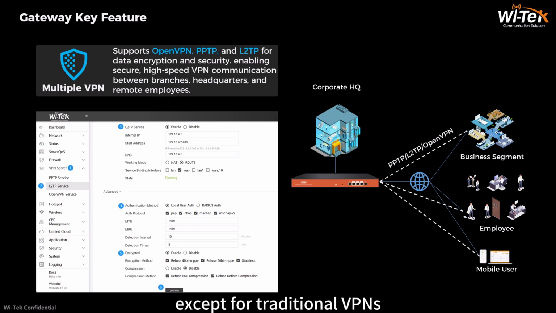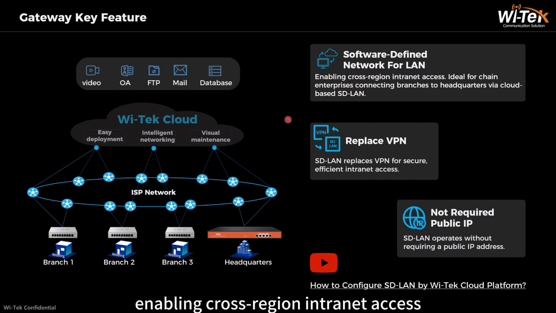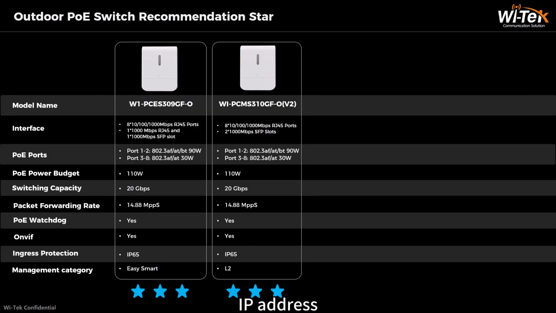Except for traditional VPNs, our gateway offers a software-defined network for LAN, enabling cross-region internet access. Ideal for chain enterprises connecting branches to headquarters via cloud-based SD-LAN. It replaces VPN for secure, efficient internet access. Even this SD-LAN function can be operated without requiring a public IP address.